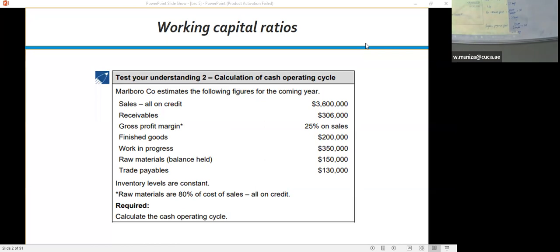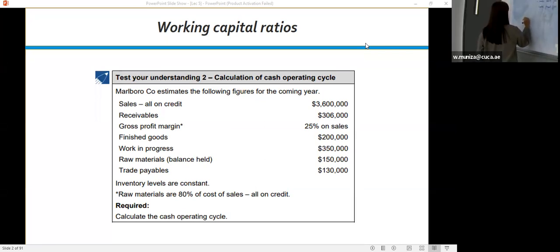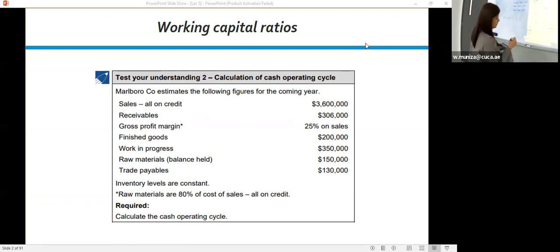Okay, so now receivables collection period is how much, Harshit? Receivables collection period is 31 days. Raw materials, 25 days. Work in progress, 27 days. Finished goods, 47. 47? Are you sure? Yes. 47 and then 27. And then we are going to deduct the payables payment period, that is 22 days. So our cash operating cycle will be 31 plus 25 plus 47 plus 27 minus 22. So it's 108 days.